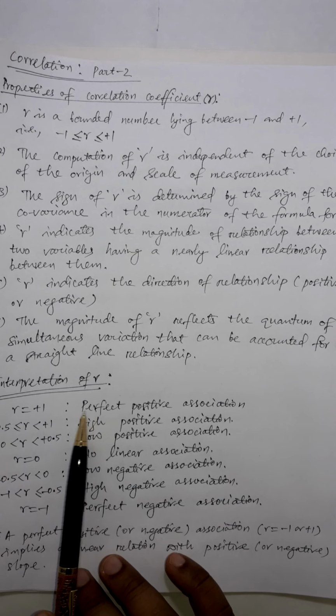Okay friends, so this is about the properties of correlation coefficient and the interpretation from the different values of the coefficient of correlation. Now let's extend our topic further. Let's come to know another term here which is coefficient of determination.